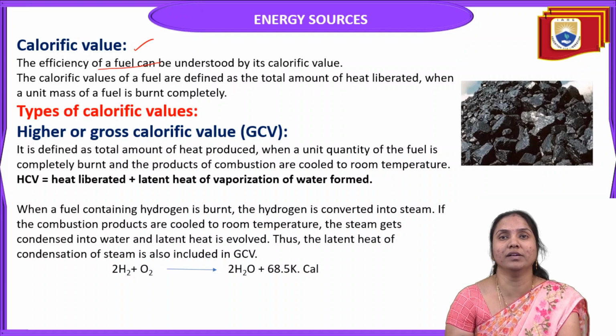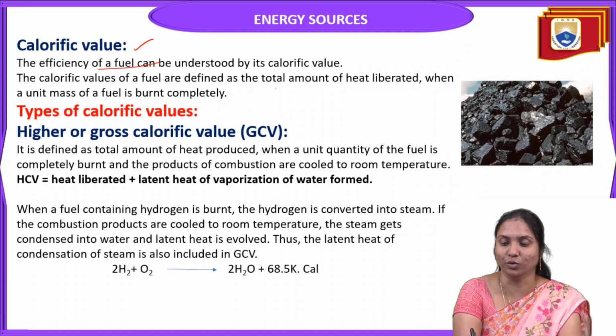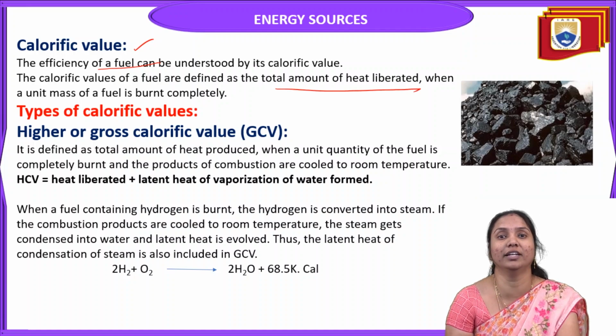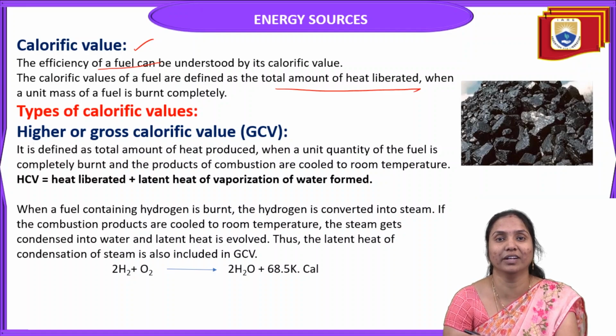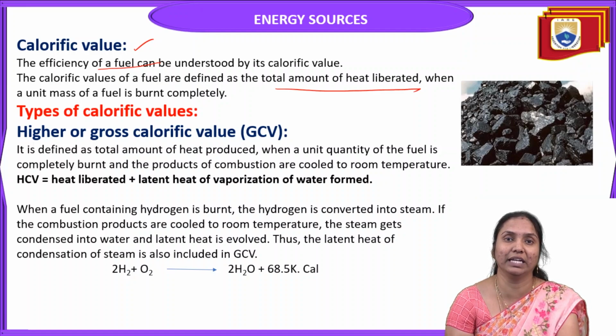If the calorific value increases, it is considered a good fuel. Calorific value means how much heat energy is liberated: the total amount of heat liberated when a unit mass of fuel is burned completely. Unit mass means here 1 kg, 1 gram or 1 part. When one unit mass of fuel burns completely, how much heat is liberated? That is called the calorific value of the fuel. The efficiency of a fuel can be easily understood by its calorific value. If this value increases, the coal or fuel is considered a good fuel.